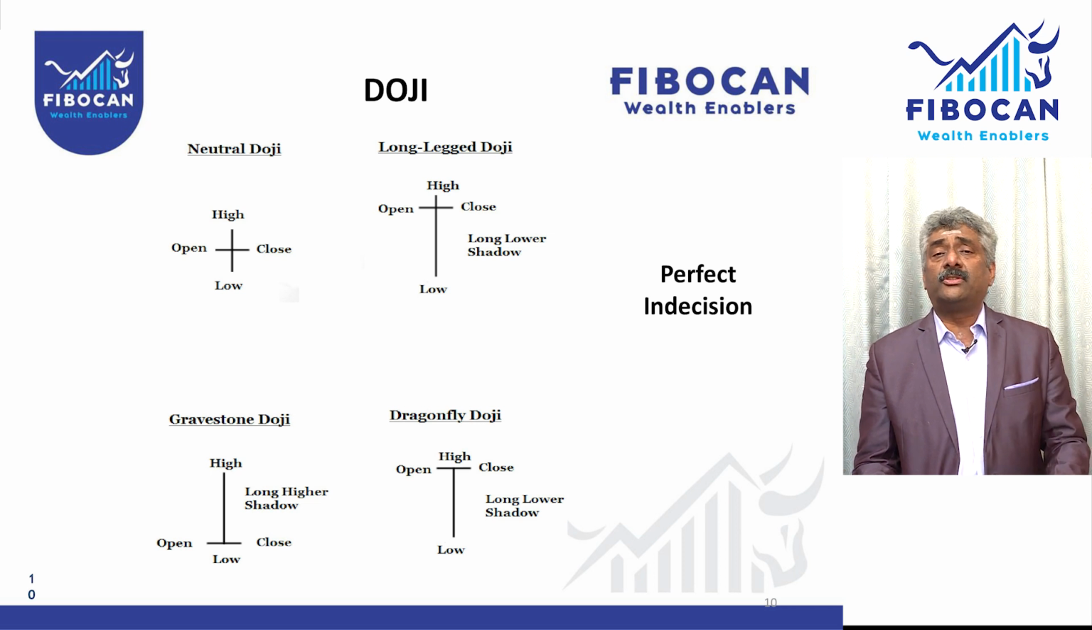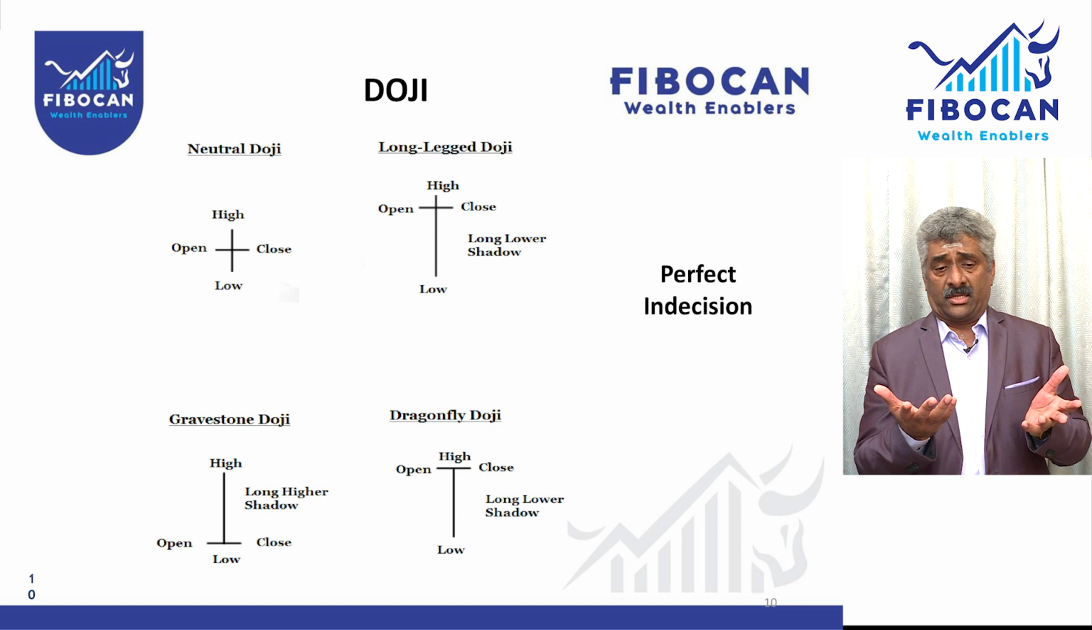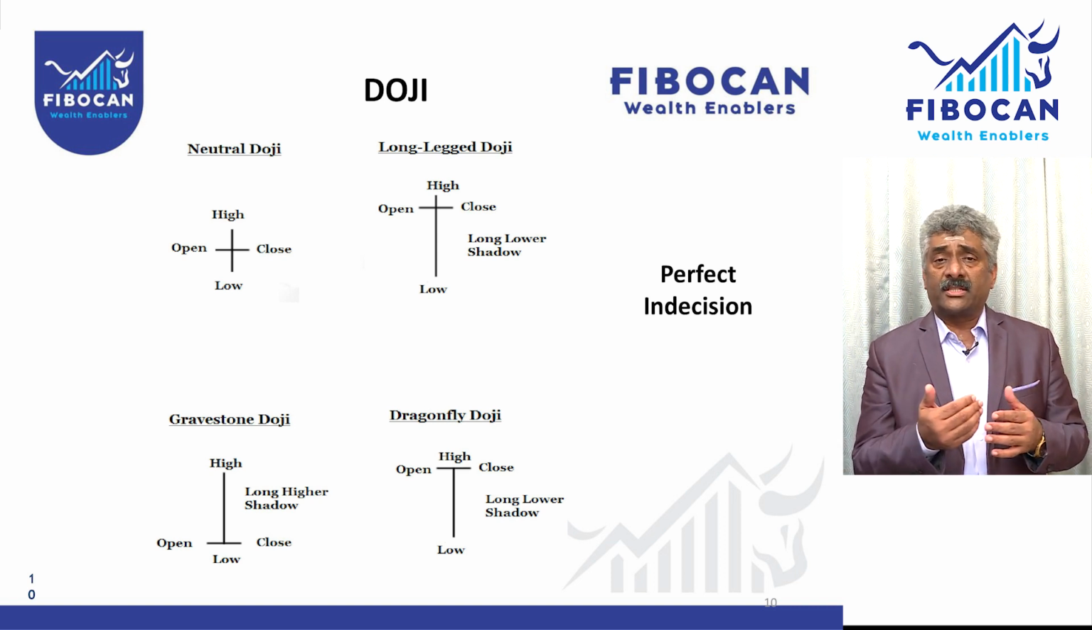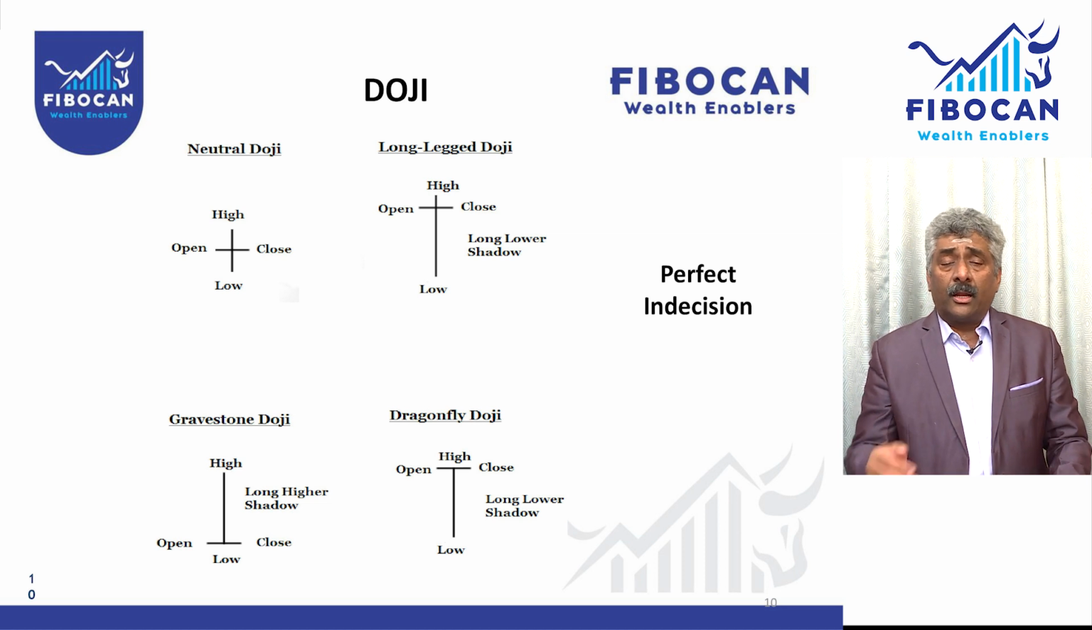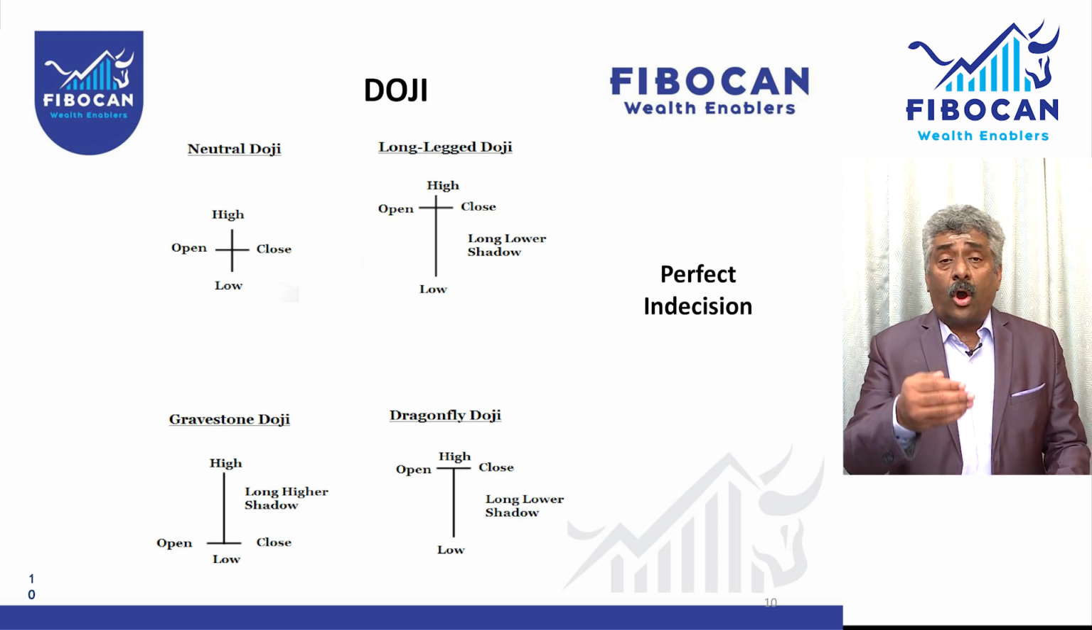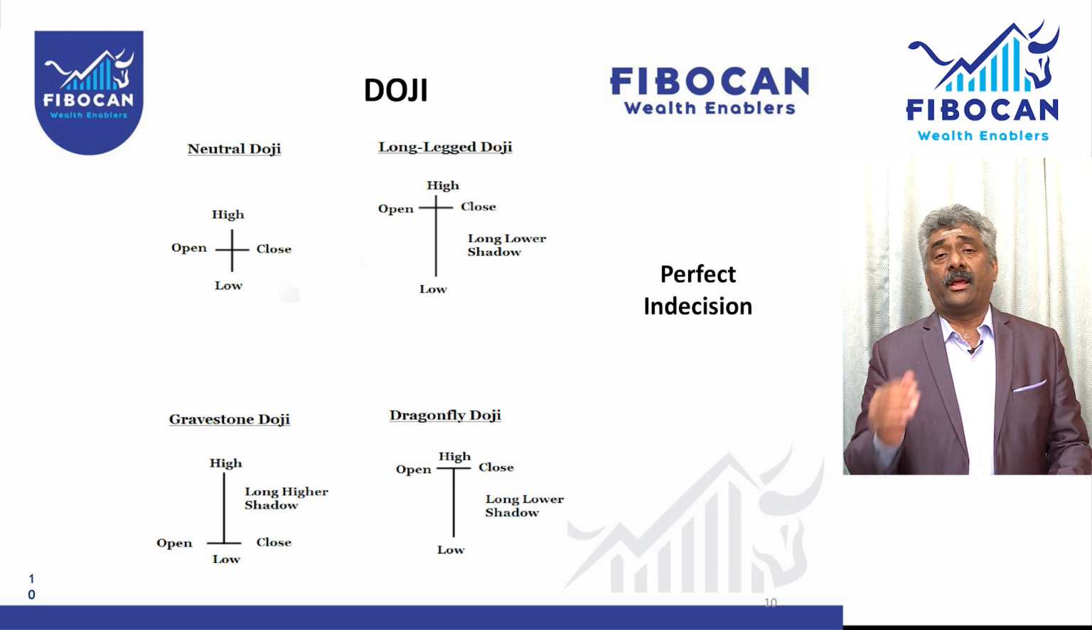The neutral doji, as you can see on the left hand side, is like a typical plus or a cross, where the open and close are at the same point, and there is a high and low. And the long leg doji, as you can see here, has a long lower leg. That is why it is called long leg. But open and close are at the same point, and there is a high that is formed, right?